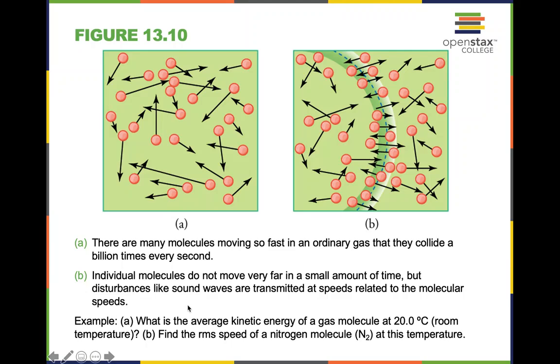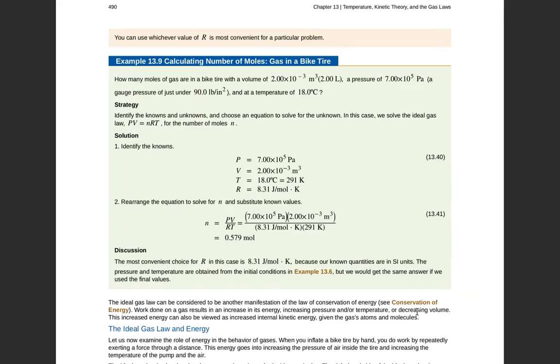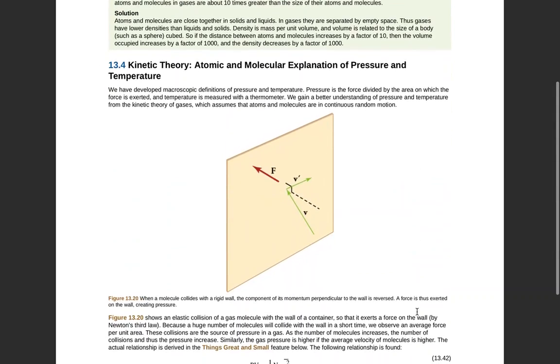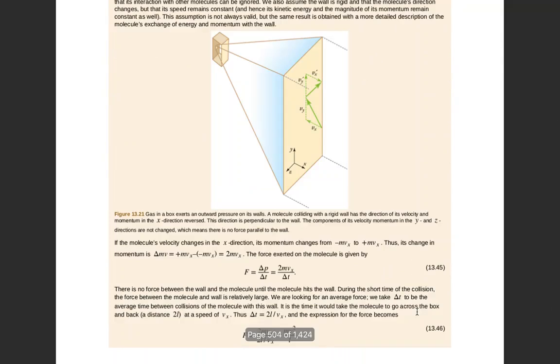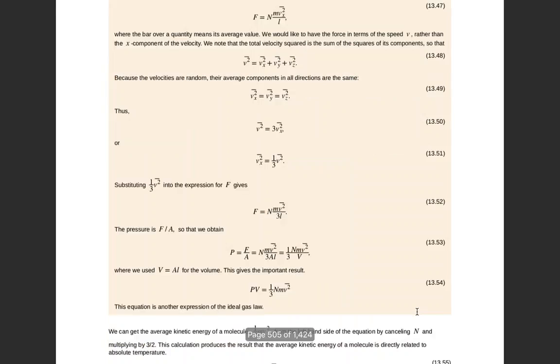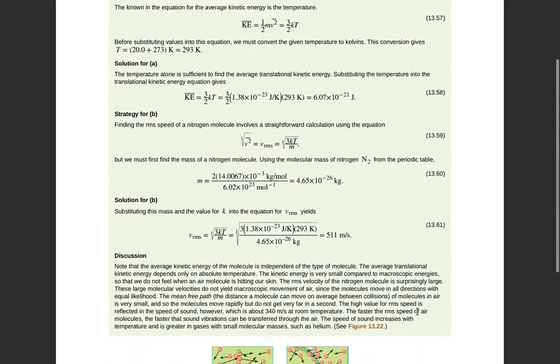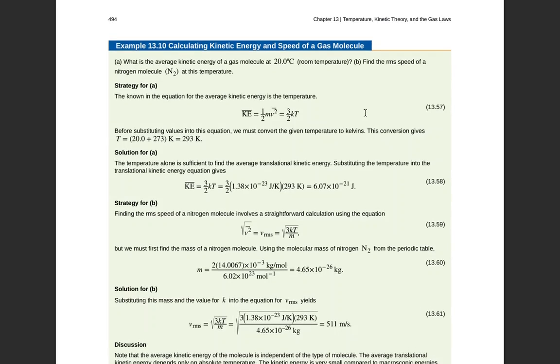So an example for this one would be: what is the average kinetic energy of a gas molecule at 20 degrees C, at room temperature? For B, we're looking to find the RMS speed of a nitrogen molecule, N2, at this temperature. Okay, so we have KE equals 1/2 mv squared, which is equal to our 3/2 kT.